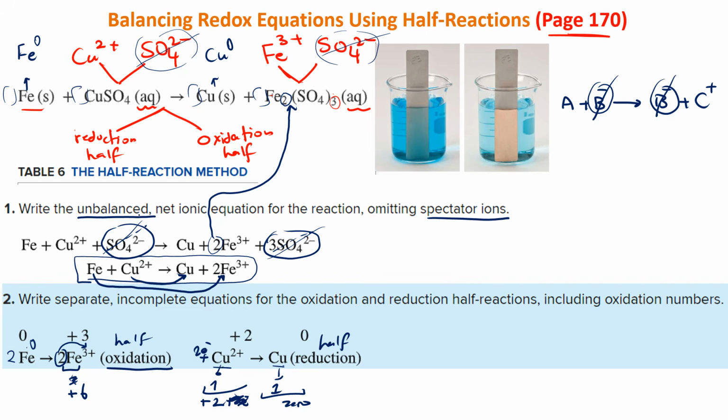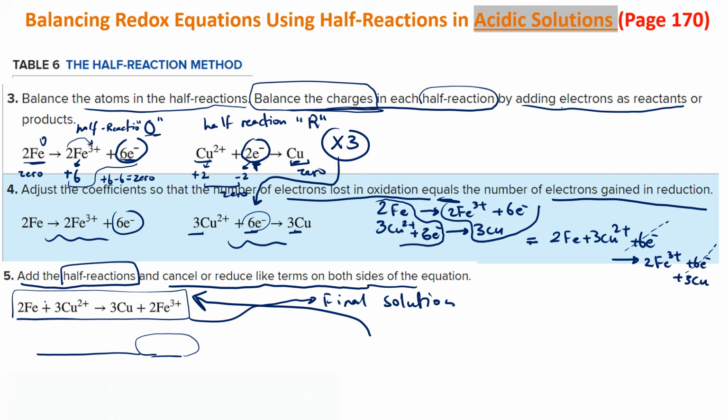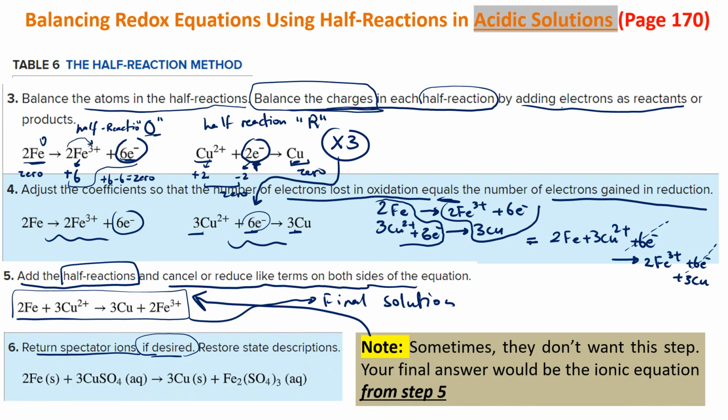But generally, in the questions in your book and in the final exam, you will start from here, not from up. They will give you the ionic equation. Step 1 you don't need, because it is already balanced. So you just need to follow the other steps. We will stop here and then we will continue, inshallah, the second part later on.